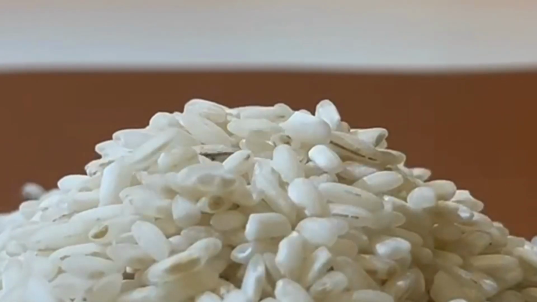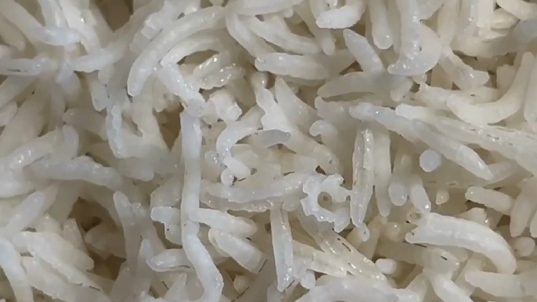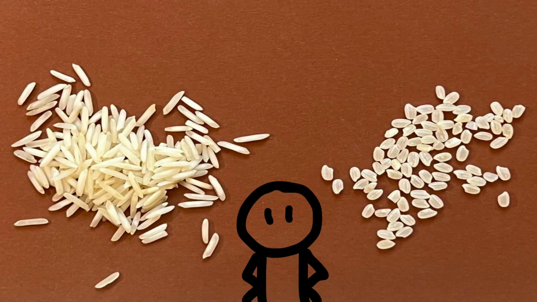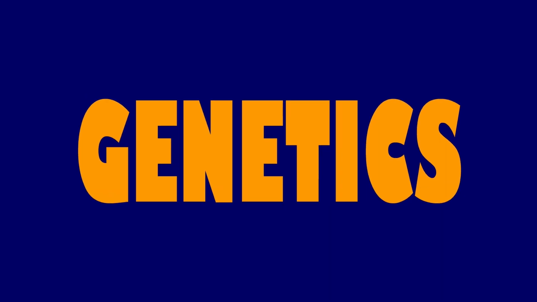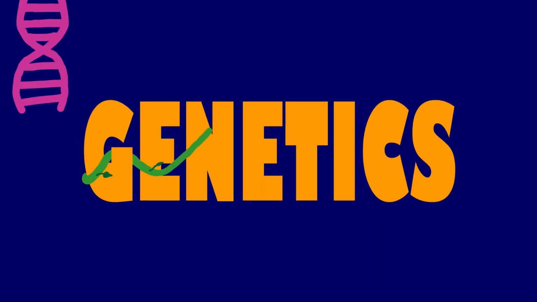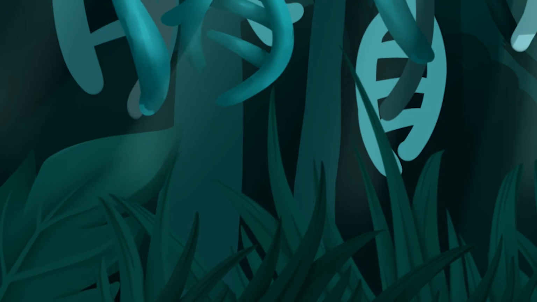Why arborio rice is starchy, while basmati rice is soft and fluffy? Why one has a long grain and the other is a short grain? Well, it's all about genetics. So, welcome to the genetic basis of stuff and things.